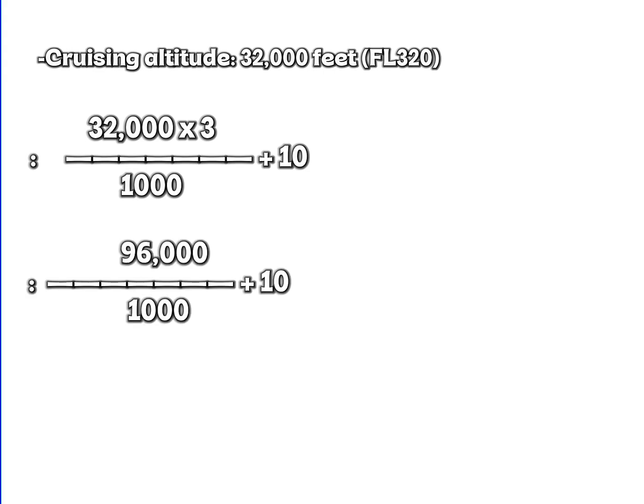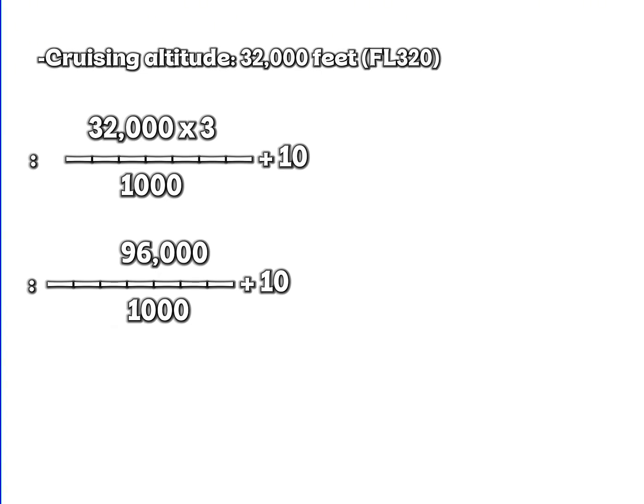Then we need to divide it by 1,000. Why? Because we need to convert it into miles. If we don't divide by 1,000, then we would need 96,000 miles of descent, which is nuts, right? You get the point. So 96,000 divided by 1,000 is 96.